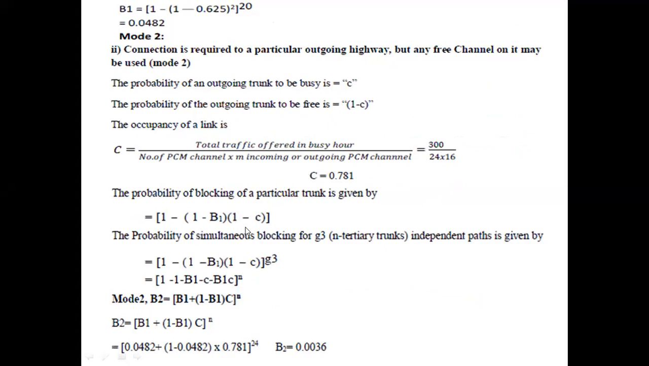If we use this equation, B2 is equal to B1 plus (1 minus B1) times C, all to the power of small n. B1 is already known, as we have calculated, and small c turns out to be 0.781. Small n in this case represents the number of channels per PCM highway, which is 24, and B2 in this case is 0.0036. This is one of the typical problems which might be asked on grade of service.